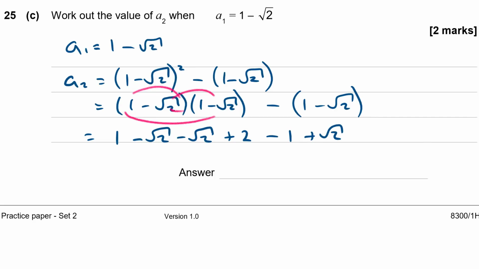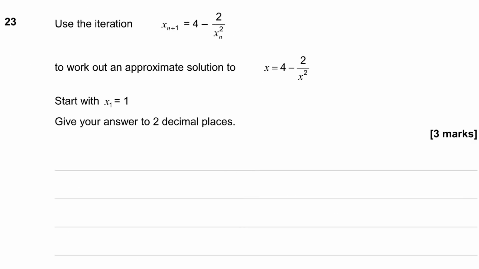Okay, so that plus root 2 is going to cancel with that one. So I've got 1 plus 2 minus 1, which gives me 2. And I've got my minus 2 there. So 2 minus root 2. That's my solution.